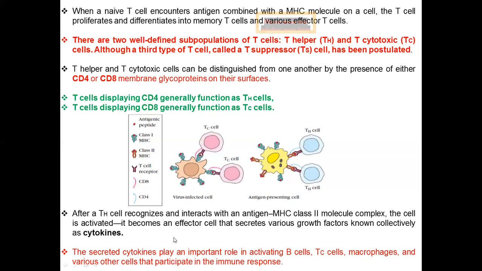When such a cell is activated and becomes an effector cell, it secretes a lot of growth factors called cytokines. Once the T cell gets activated after interaction with an antigen loaded with a class 2 MHC molecule, the T cell expresses a larger number of cytokines, and that secreted cytokine in turn activates the B cells, the cytotoxic cells, macrophages, and various other immune cells that play a major role in the immune response.